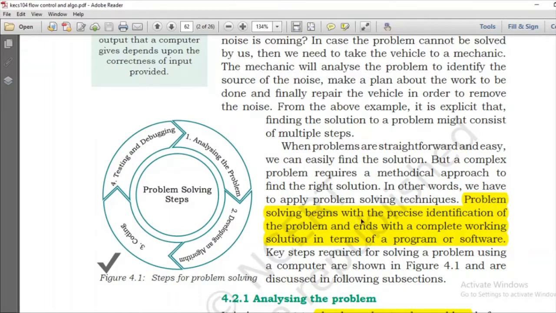So problem solving begins with the precise identification of the problem. Precise identification, उस problem को identify करना कि problem है क्या, and ends with a complete working solution. और कैसे complete होती है? आपके पास पूरा complete working solution होना चाहिए, आपने उसकी coding कर दी और उसको test तक कर लिया, in terms of a program or a software. So this is how you deal with the problem in computer science.